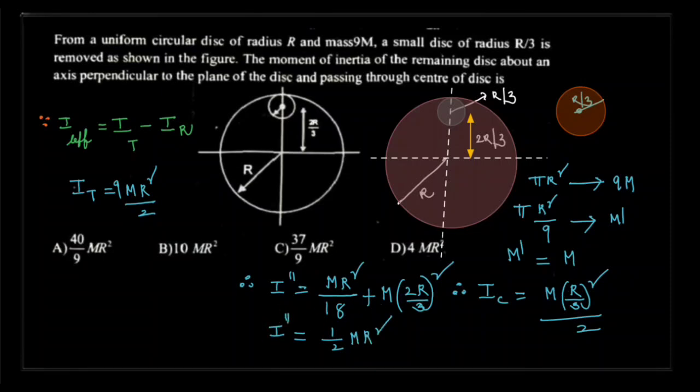Clear? Now we have to subtract this from the total. So subtracting, I left is equal to 9 m r square by 2 minus m r square by 2. So on top we get 8, and below 2. Therefore, cancelling, we get 4 m r square. Therefore the answer is 4 m r square. That is the answer for this question. Clear?